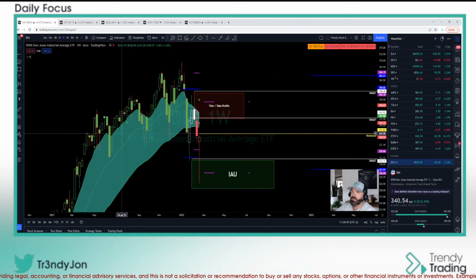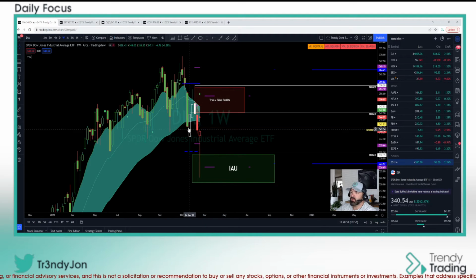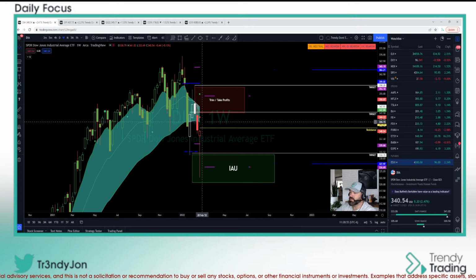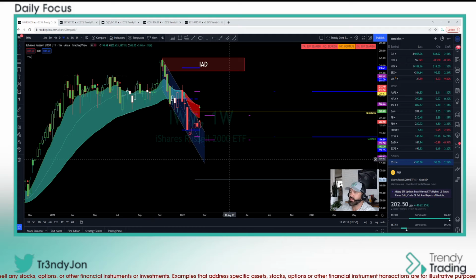Okay, on charts. All right, so as far as the Dow Jones is concerned, we're underneath the cloud. There's a little bit of divergence there. Current price is at 340. We could see it move up to 344 if indeed the bulls are in charge this week. All right, let's go ahead and head over to the IWM, get into the neutral strategy.